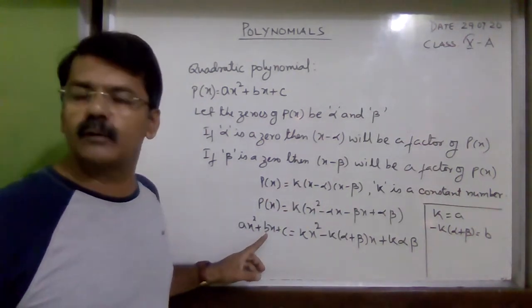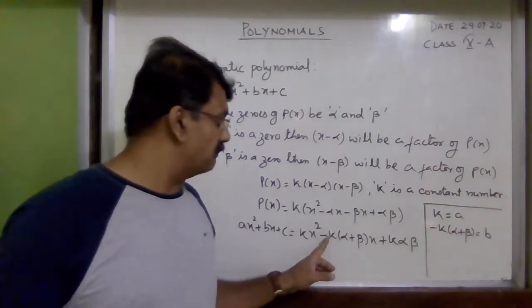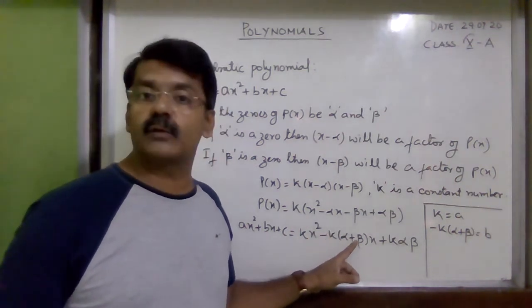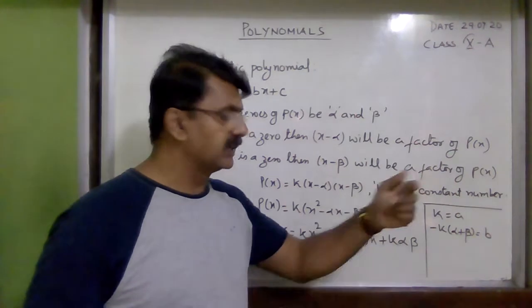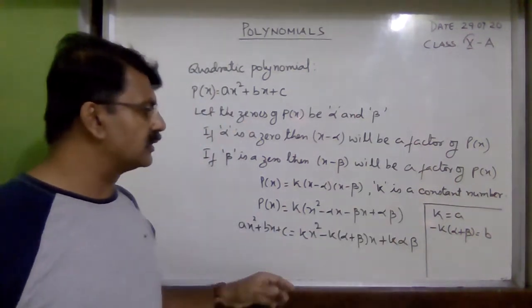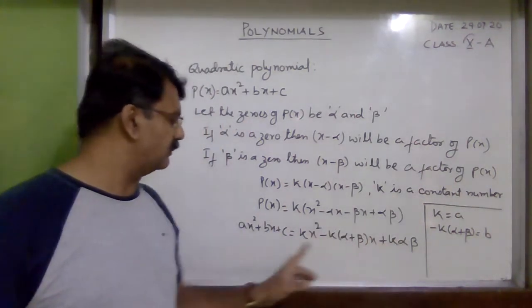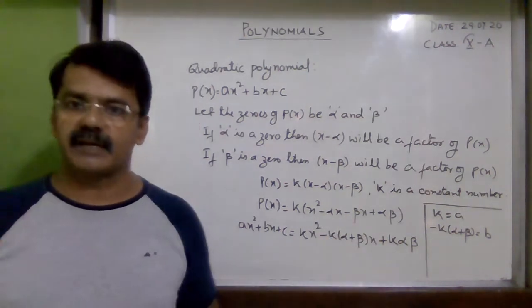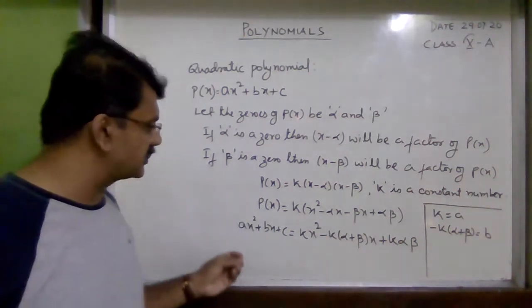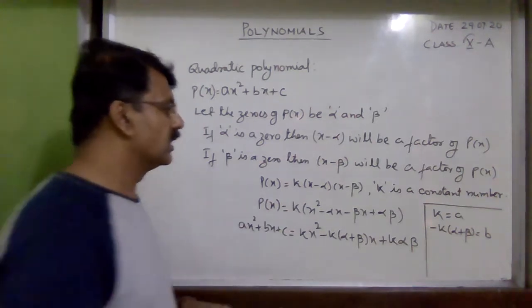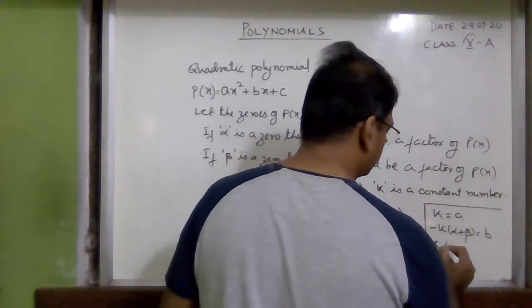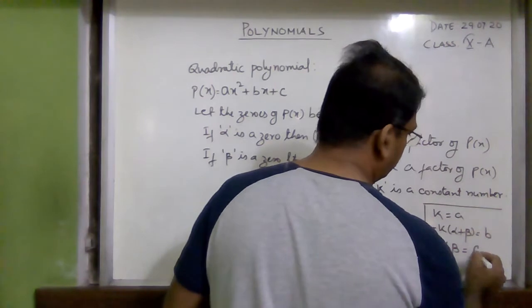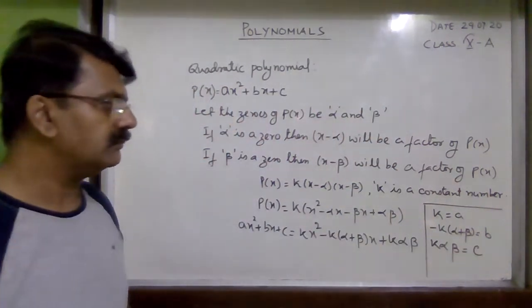Similarly, b is the coefficient of x here, and minus k times alpha plus beta is the coefficient of the x on right hand side, so they are also equal. And now the constant term, so k times alpha beta will be equal to c, because the constant term on the right hand side is k times alpha beta, and the constant term on the left hand side is c, so k times alpha beta will be equal to c.